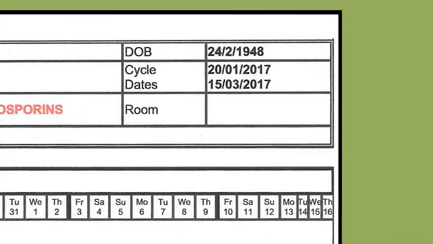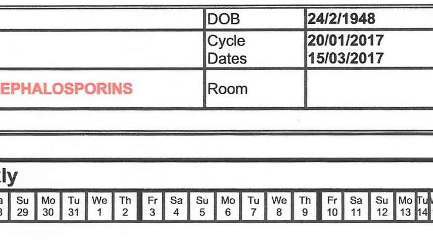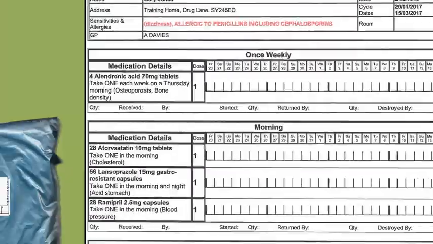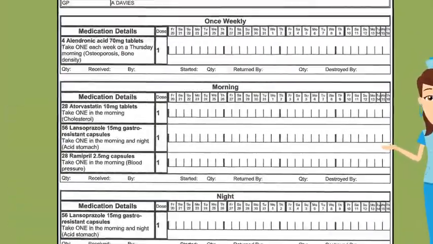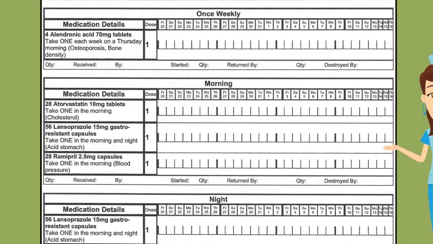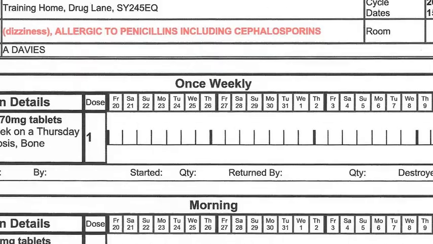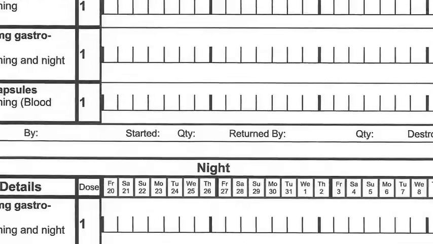Check the cycle dates are correct. The current medication should last to the new start date. The times of administration are listed individually. This will vary per patient. In this example, it's once weekly, morning and night.